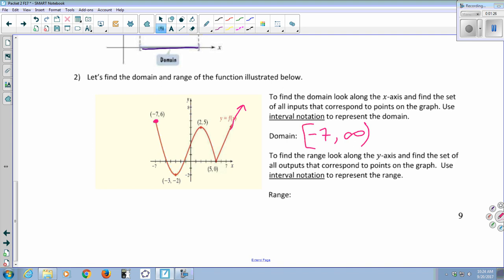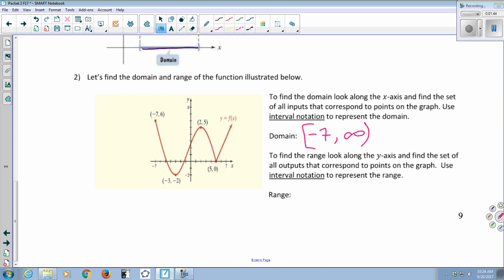square bracket there. If this had been drawn with an open circle on the -7, like that, then we would put an open parenthesis, because the -7 is not actually part of the graph. But in this case, it is.